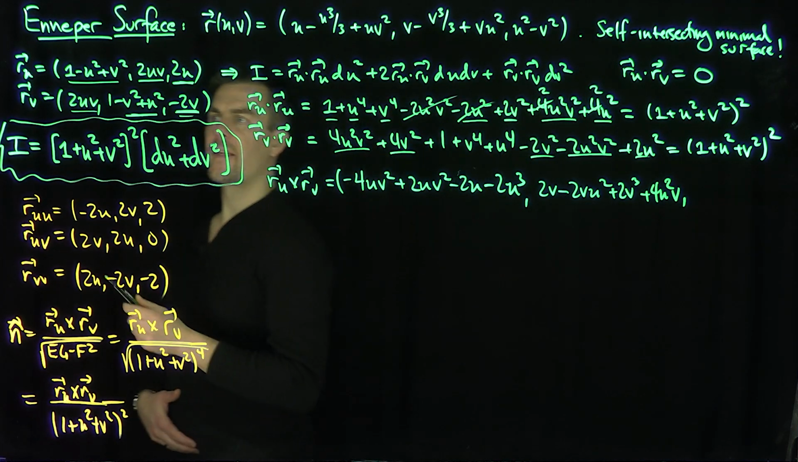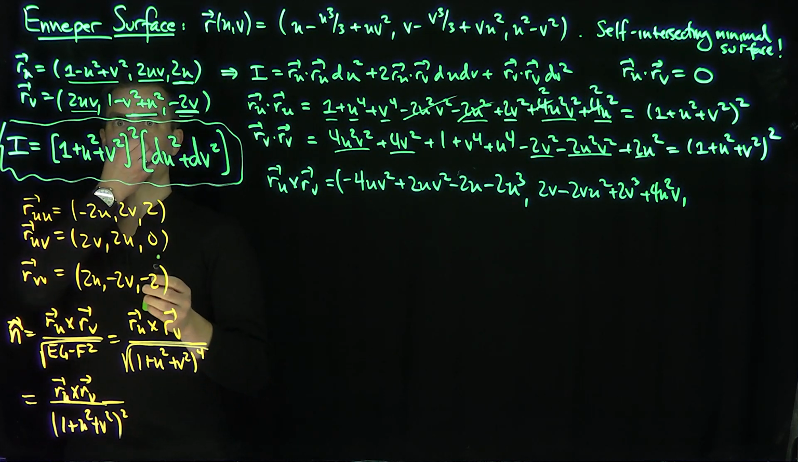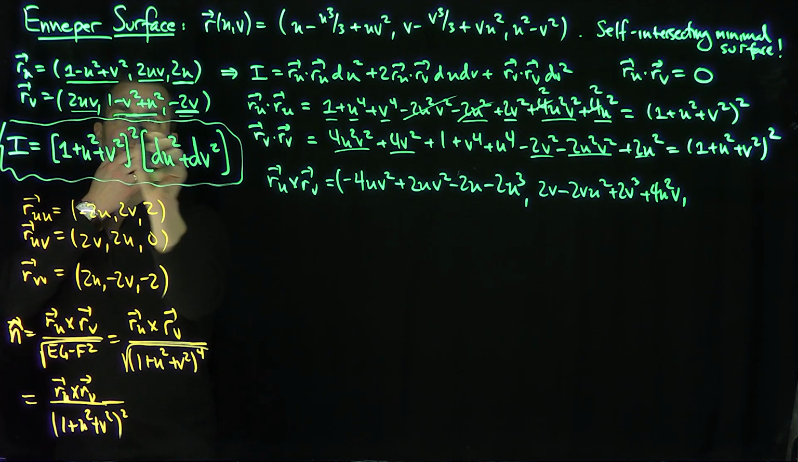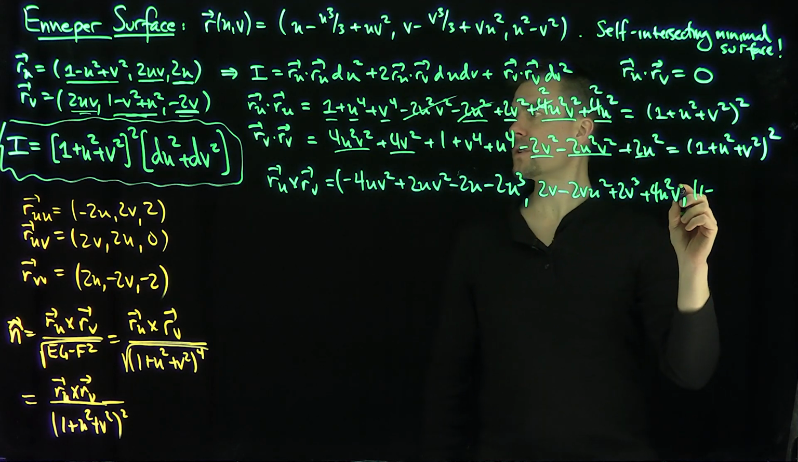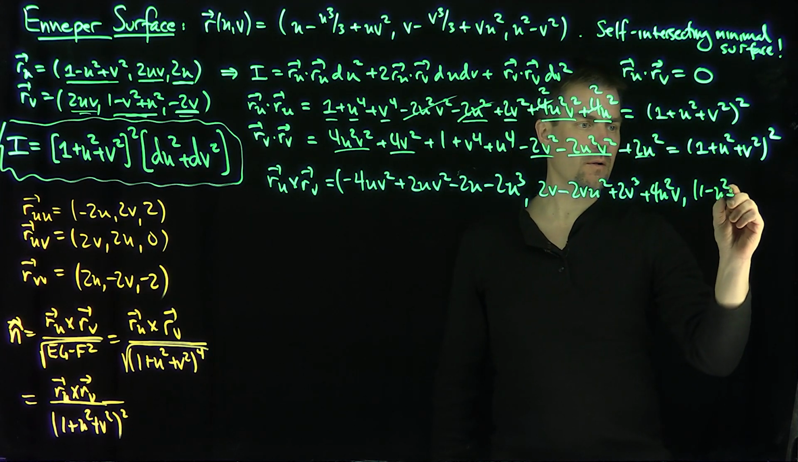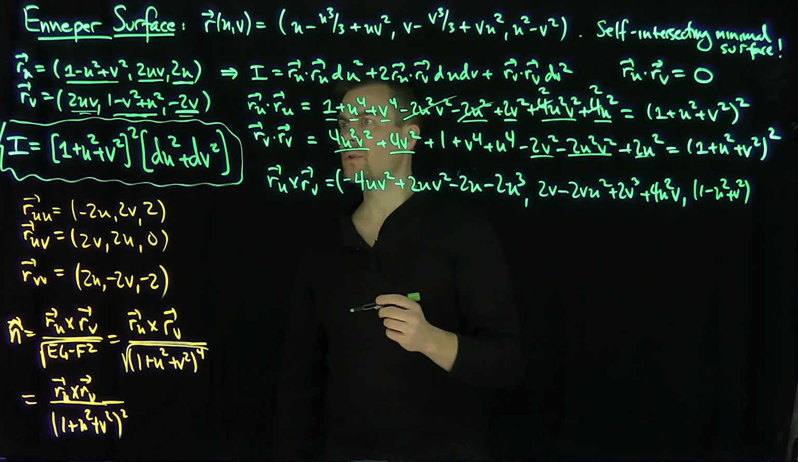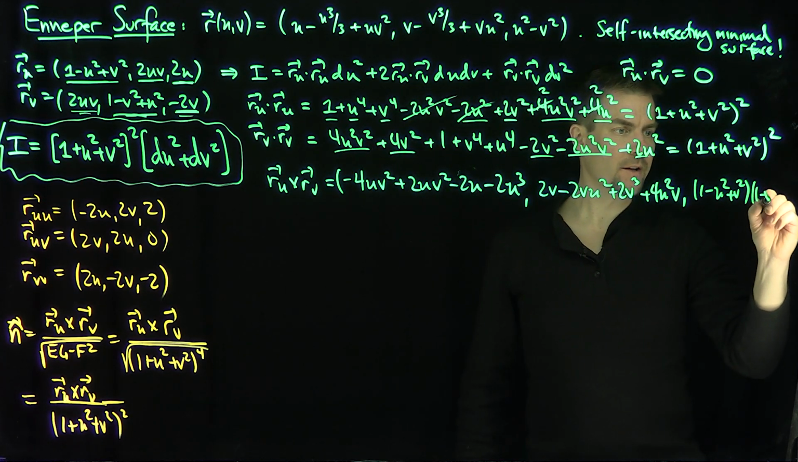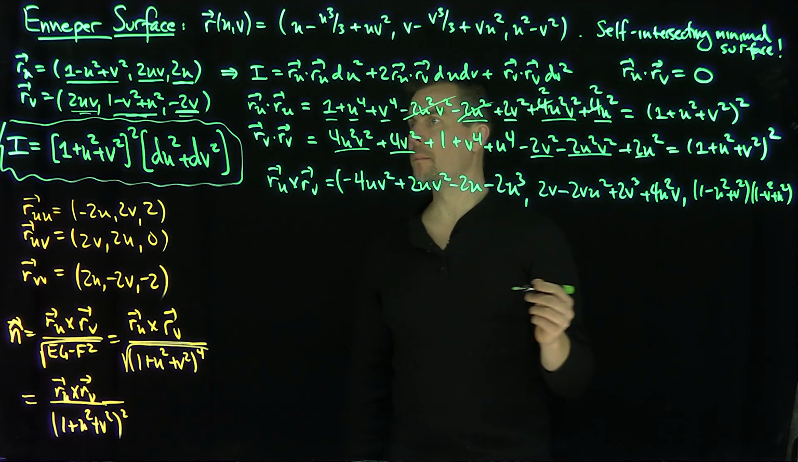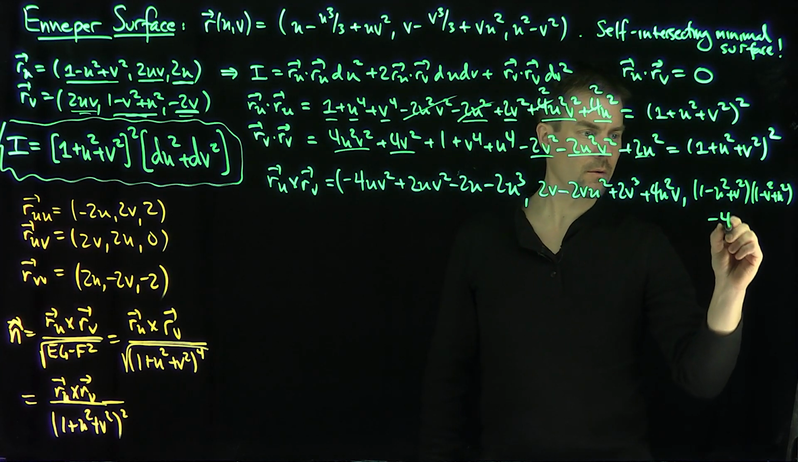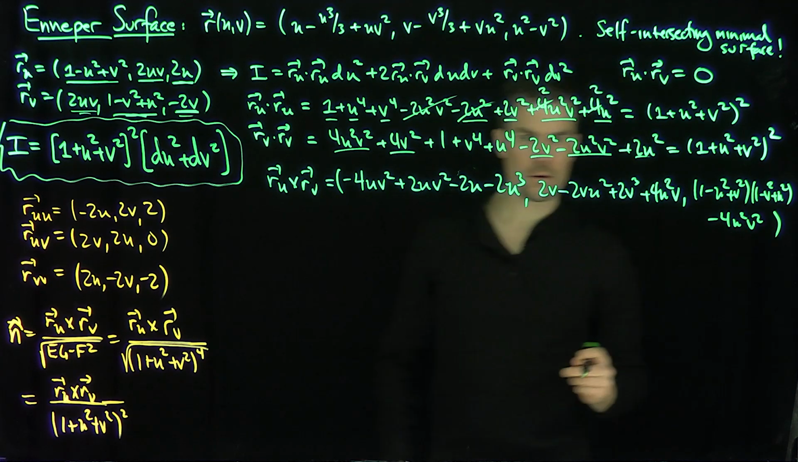Great. And then what's the last entry going to be? It's going to be this expression times this expression minus this expression times this expression. So it's going to be 1 minus u squared plus v squared times 1 minus v squared plus u squared. And then that's going to be subtracted from 4u squared v squared. Okay, great. So let's simplify this.